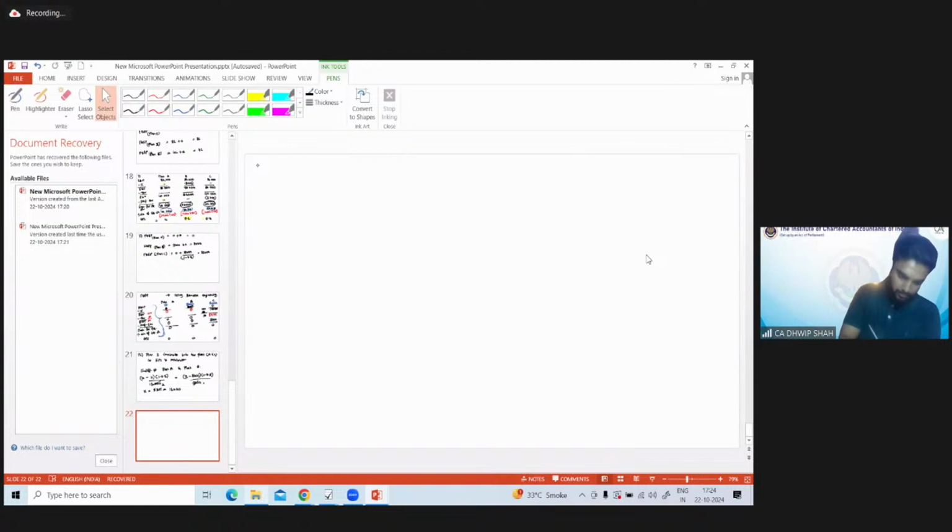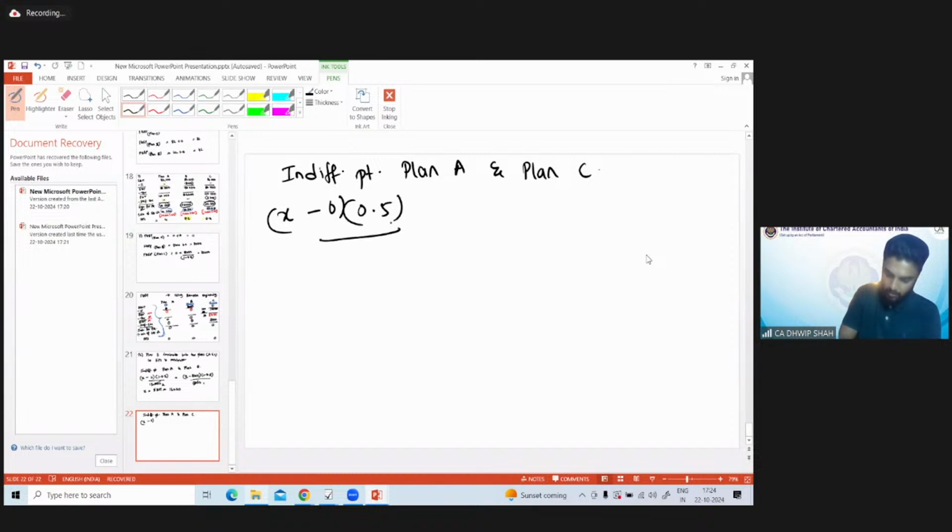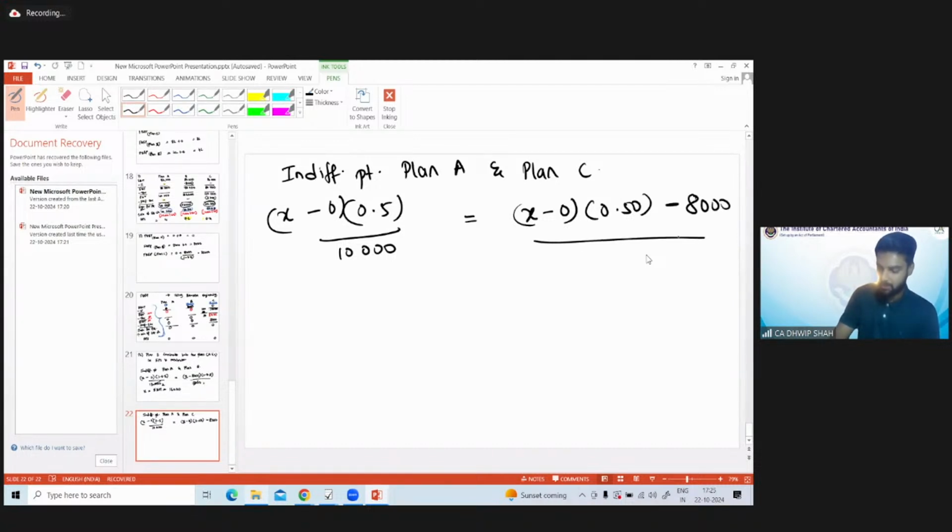Let's calculate between A and C. Indifference point between plan A and C, not B and C, but between plan A and C. So again, X minus 0 multiply by 0.5 divide by 10,000 is equal to, in plan C, X minus interest is 0 multiply by 0.5, but we have a preference dividend of 8,000 in plan C, divided by 5,000. Therefore, X is equal to EBIT comes to how much? So the indifference point between plan A and C.